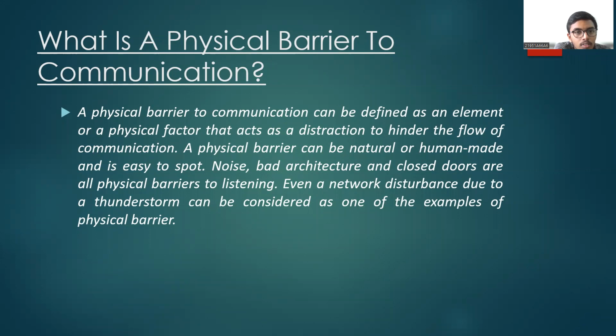What is a physical barrier to communication? A physical barrier to communication can be defined as an element or a physical factor that acts as a distraction to hinder the flow of communication. A physical barrier can be natural or human made and is easy to spot.